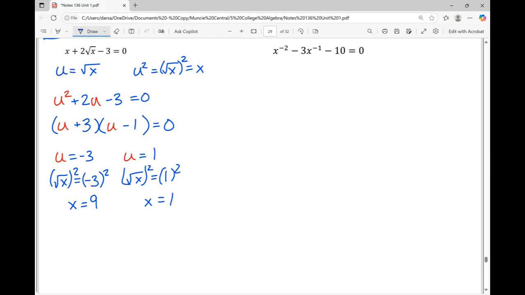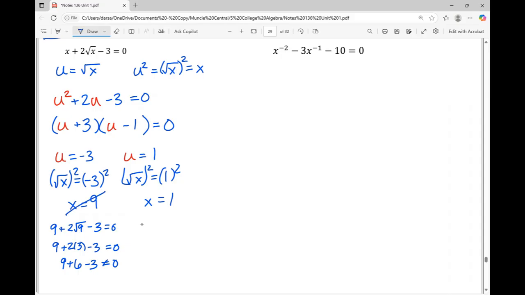But just like all square root problems, we need to go back and check our answers by plugging into the original equation. So plugging 9 into this original equation for all the x's: 9 plus 2 square root of 9 minus 3, does that equal 0? Does 9 plus 2 times 3 minus 3 equal 0? This is not looking promising. 9 plus 6 minus 3, that does not equal 0. So we need to throw out 9 as an answer.